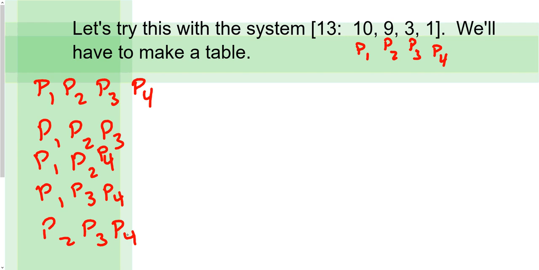Now, what happens if there's only 2 voters? Well, P1 and P2 can pass by themselves. P1 and P3 can pass by themselves. Now, P1 and P4 can't, nor can P2 and P3, or P3 and P4. So in this particular case, there's exactly 7 combinations. These 7 combinations represent the voters that can pass this motion.